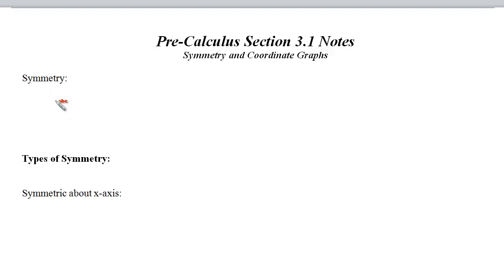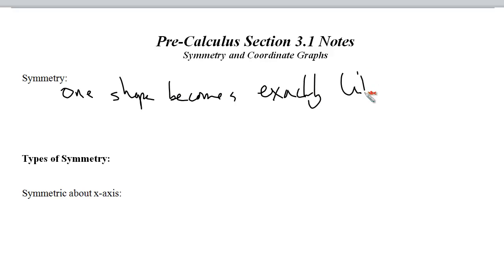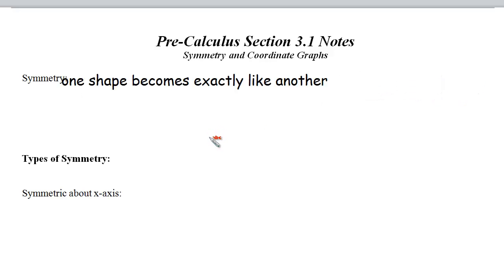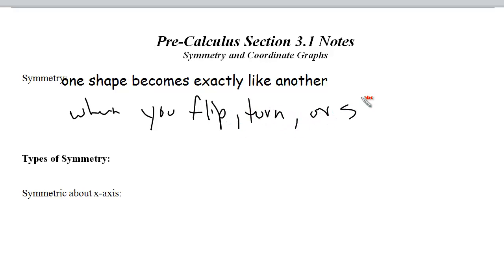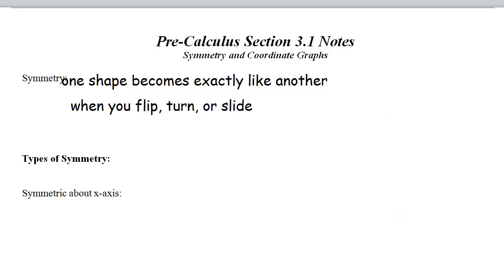So symmetry really is just about when one shape becomes exactly like another when you flip it, turn it, or slide it. So just like you were doing in geometry with your transformations. And we've got a few different types of symmetries we're going to talk about.